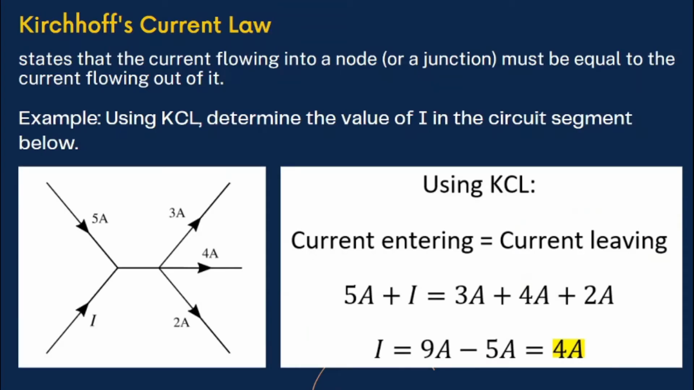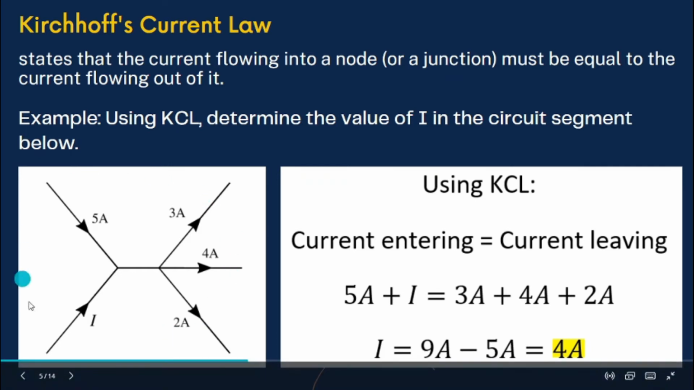So here is the first Kirchhoff law. We call it the KCL. KCL, or the Kirchhoff's current law. It states that the current flowing into a node or a junction must be equal to the current flowing out of it. We have an example here. So using KCL, determine the value of I in the circuit segment below. So this is the circuit segment.